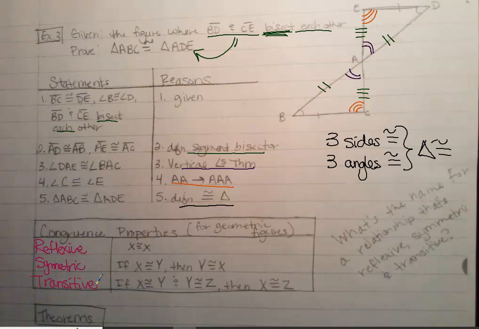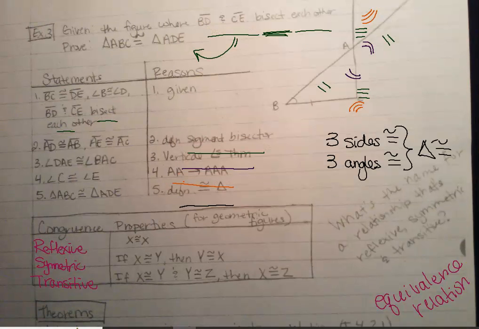They were properties of equality, now they're congruence properties, all kinds of things. And what's the name for a relationship that is reflexive, symmetric, and transitive? Do you remember that? It's an equivalence relation. If you get all those. Okay, then let's look at the theorems.